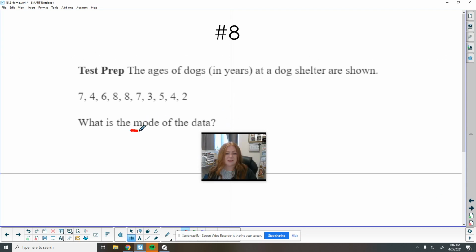Hey, this one just wants the mode. So here's our ages of dogs in years. The mode, remember, is the most common number.